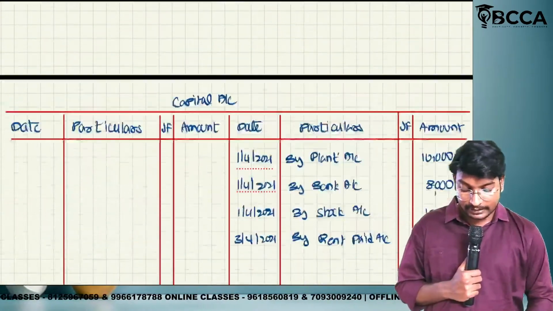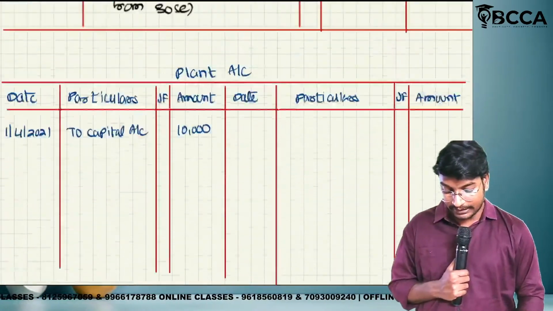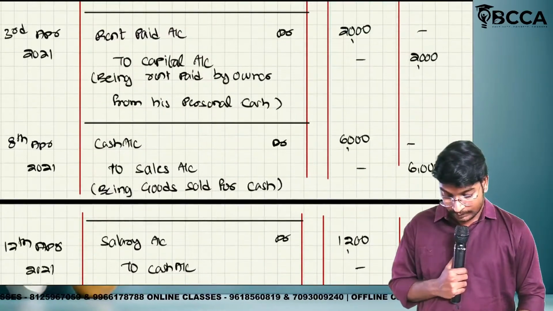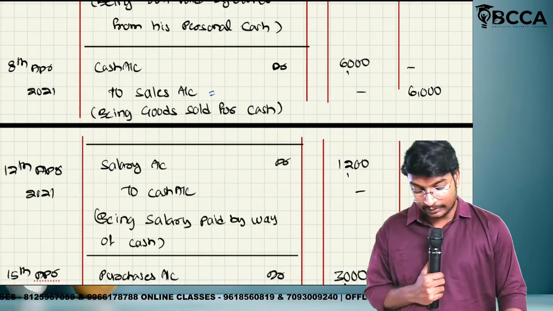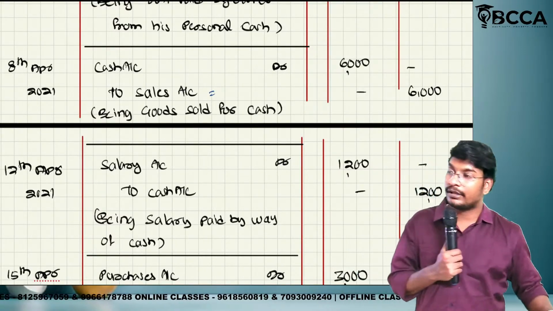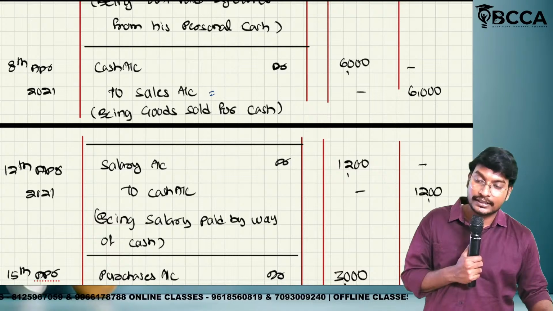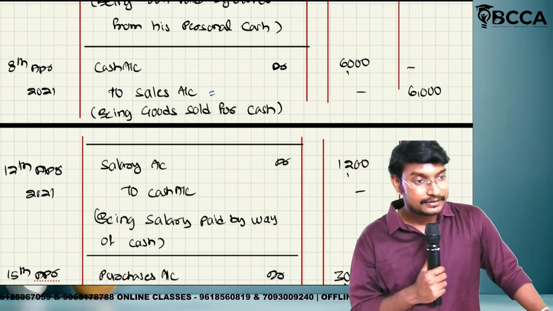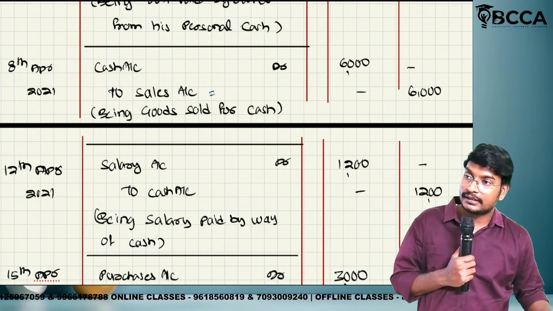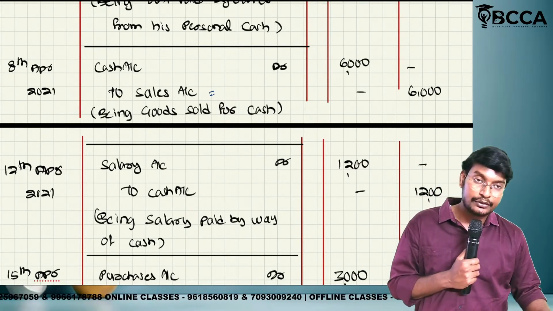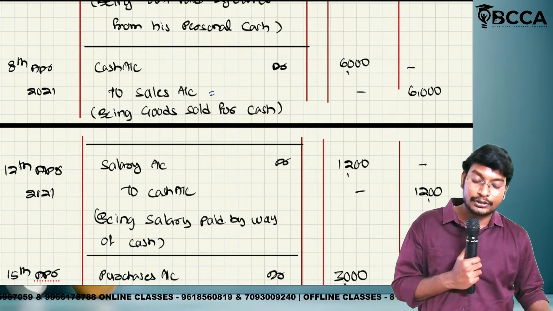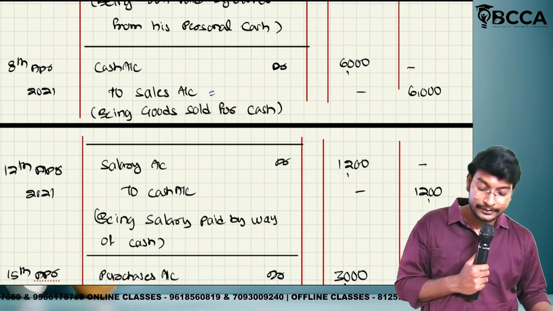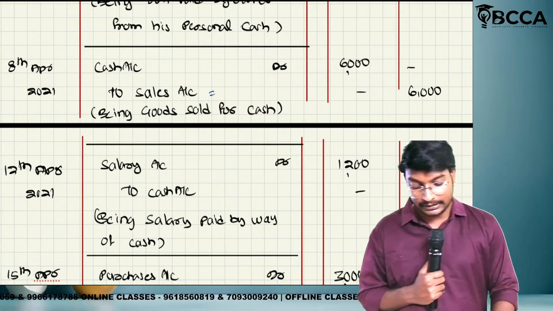So 4 entries have successfully posted. What is the 5th entry? Cash account debit to sales account. We have the cash account, but we do not have the sales account, so we need to open the sales account. In the cash account, we need to record on the debit side because in the journal entry, cash is debited. So we record it on the debit side with the name called as what? To sales. In the sales account, we need to record on the credit side with the name of by cash of rupees 6,000, 8th April.